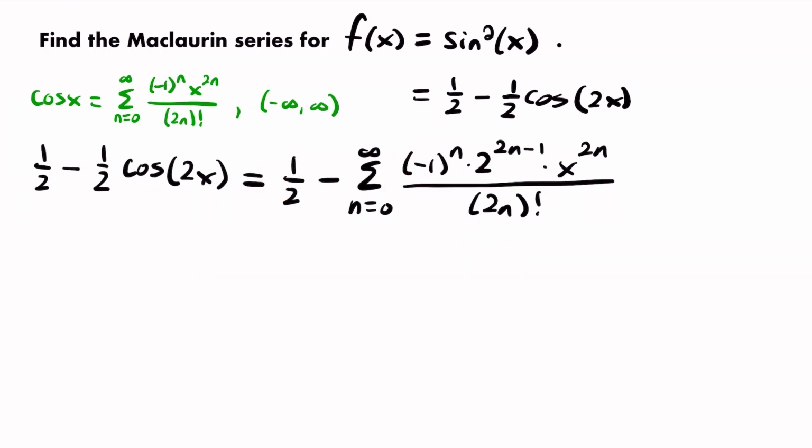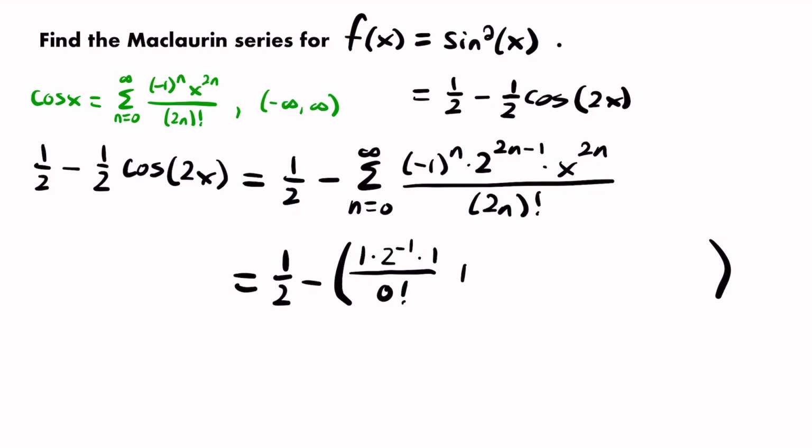And that's what I want to do next. Okay, so here's what we're going to do. This will be equal to 1/2 minus the first couple terms of this series. I'm going to write them out because something very interesting is going to happen if we write out some of these terms. So if we start with n equals 0, we'll have negative 1 to the power of 0. That's just 1. So we'll have 1 times 2 to the power of 2 times 0 minus 1. 2 times 0 is 0 minus 1 will be negative 1. So we'll have 2 to the power of negative 1 times x to the power of 2 times 0, which will be 0, and x to the power of 0 is 1. All right, and that will be divided by 2 times 0, which is 0 factorial.